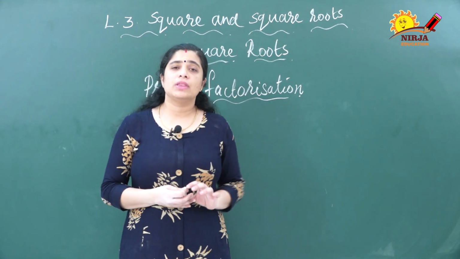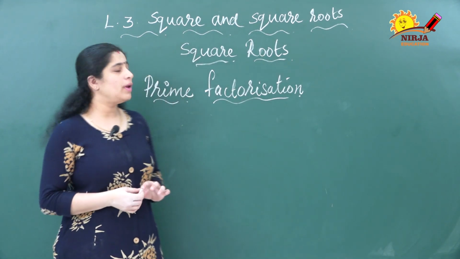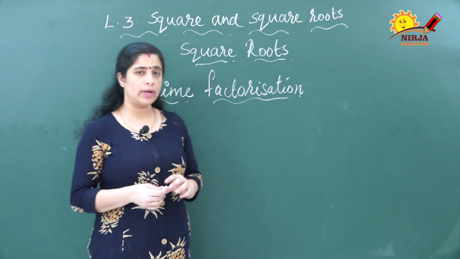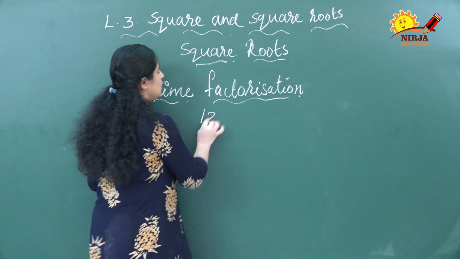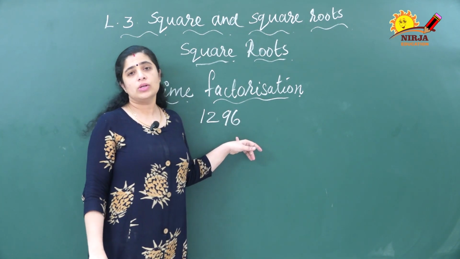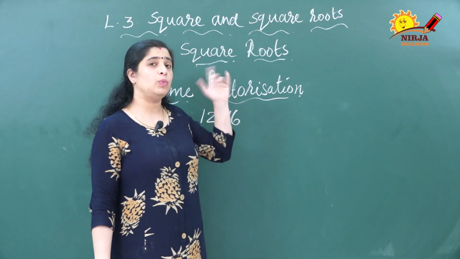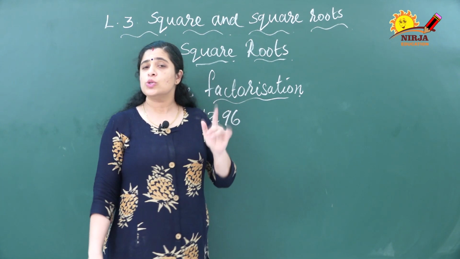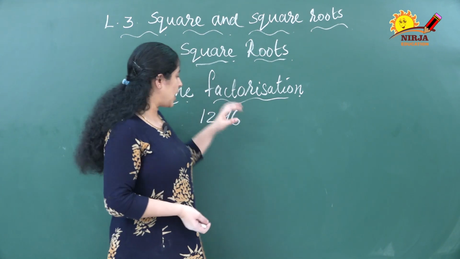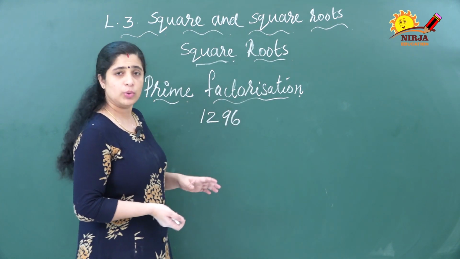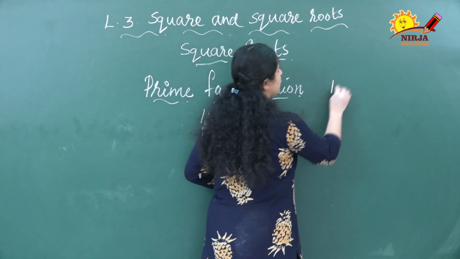So the first method to find the square root of a number is the prime factorization method. I am going to take one number here, that is 1296. So this is the bigger number. So it is very difficult for you to think which number when you multiply two times you will get this number. So the easy method is that first you have to do the prime factorization of this number, that we will do here.